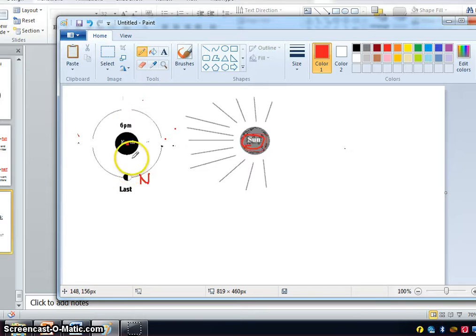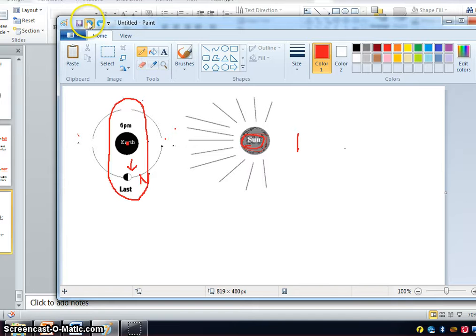Last quarter moon's here. It's pulling Earth's water towards that, which means that we would have one tidal bulge on the last quarter, and the opposite tidal bulge would be on us. So we know that 6 p.m. on a last quarter moon, you would have a high tide. But is it a high spring or a high neap? Well, it's a quarter moon. Quarter moons are always neap tides. So this would be a high neap tide.